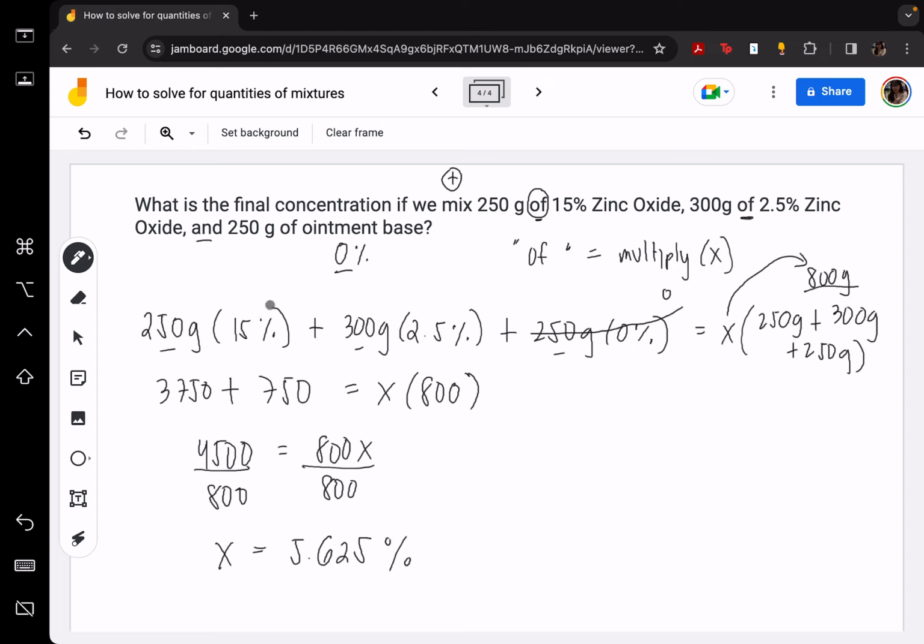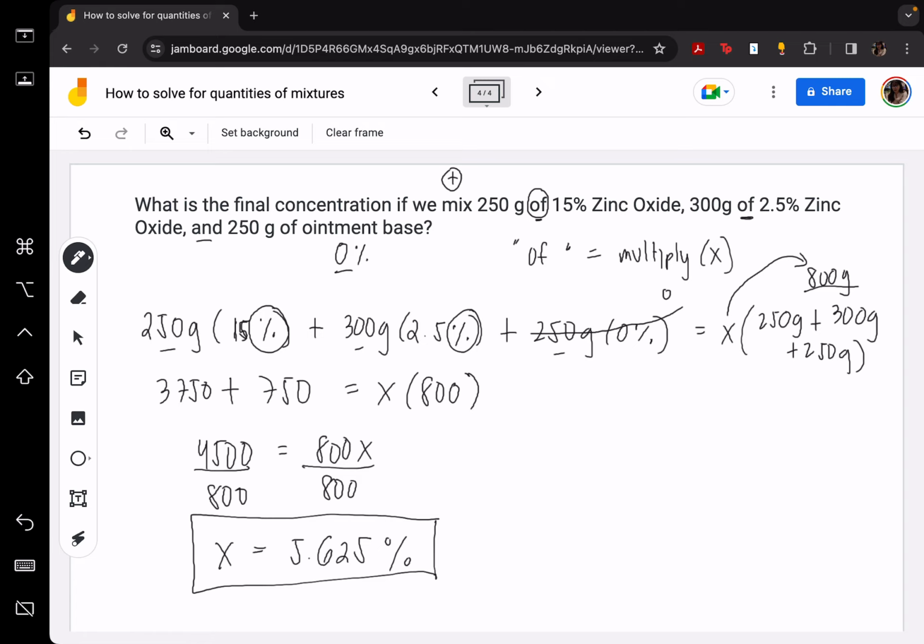This is already in percent. Remember, we ignored this. We didn't convert it into decimal. It's still in percent. So your final answer should be already in percent. Mind you, if you converted this while doing your calculation to 0.15, then your final answer should be smaller and you still have to multiply it by 100 to get the percent. Okay, so this is now the final answer.